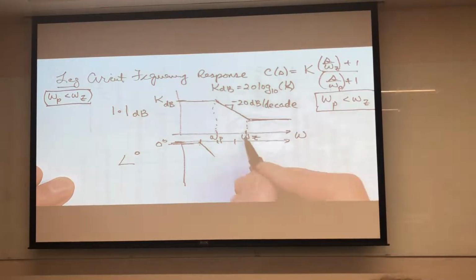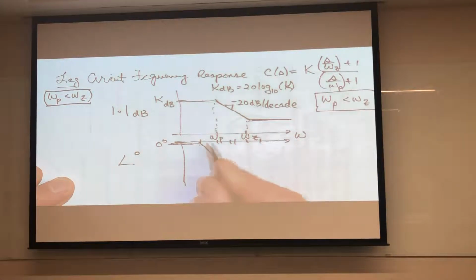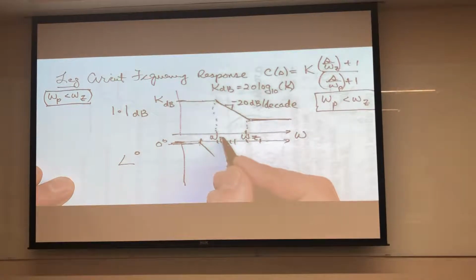And we also know that the omega z, the 0, introduces 2 corners, maybe one a decade below and another one a decade above. So there are a total of 4 corners in the phase response. One here, one here, one here.